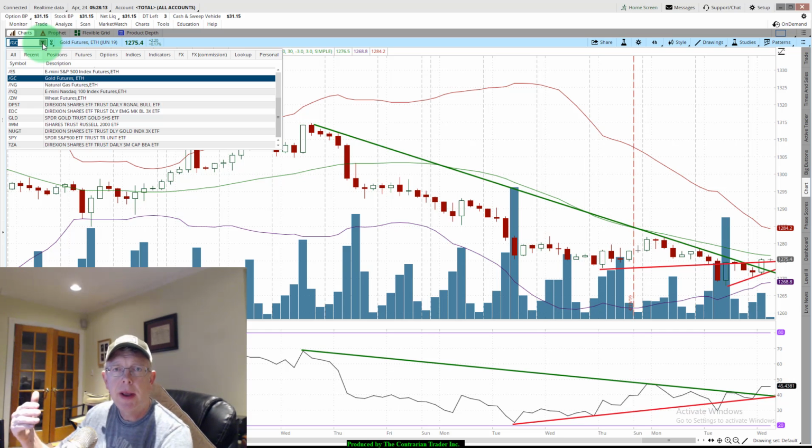And the expectation being that the dollar gives us a pullback, that gives gold some breathing room to rally. How much it's going to rally in the short term, I'm not quite sure. Longer term, I'm very bullish on the price of gold.